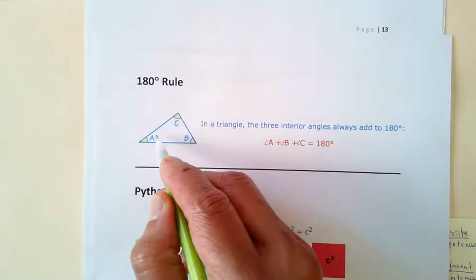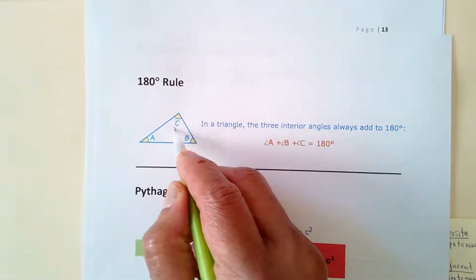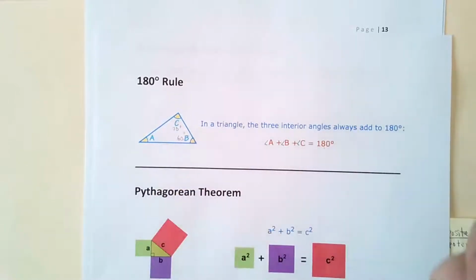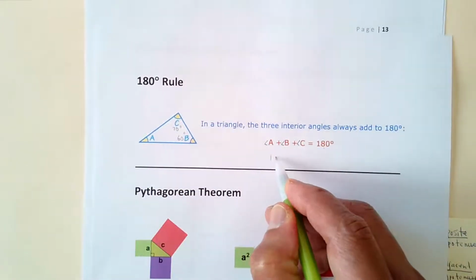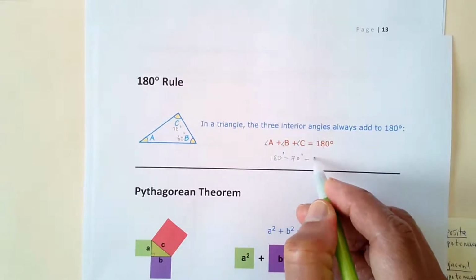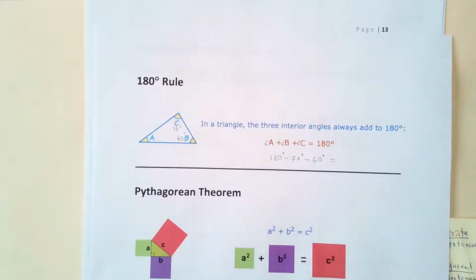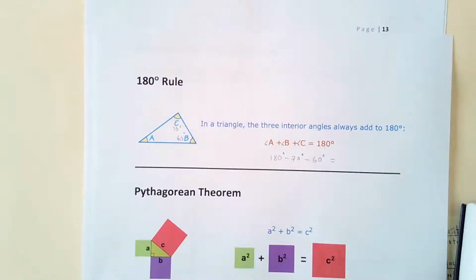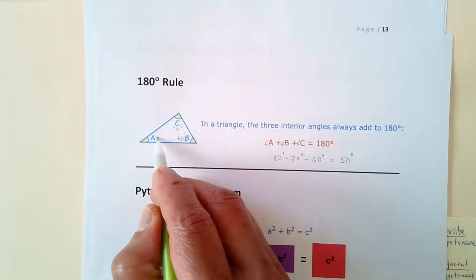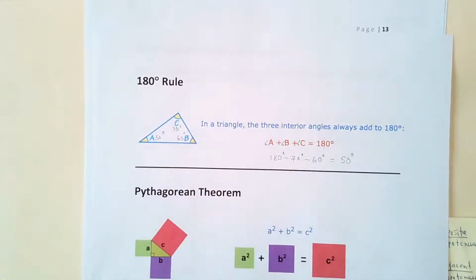So let's say this is 70, this is 60 degrees. To find angle A, angle A would be 180 degrees minus 70 degrees minus 60 degrees. So you have 180 minus 70 minus 60, and it's 50 degrees. That's the rule of 180.